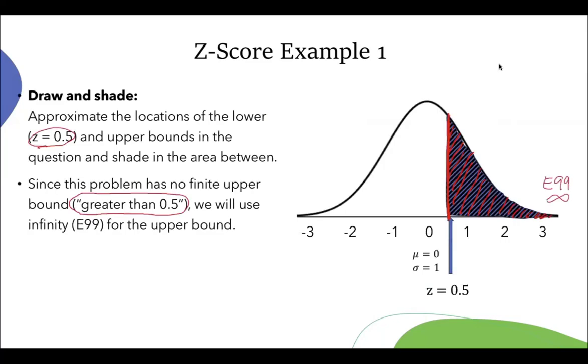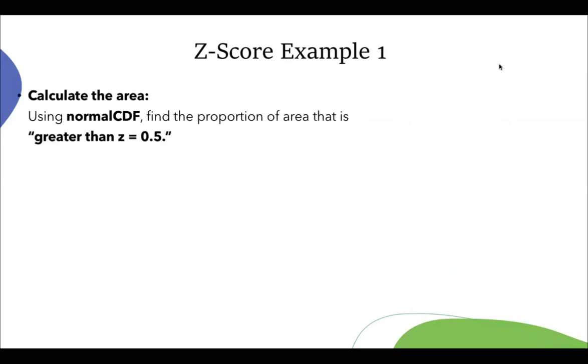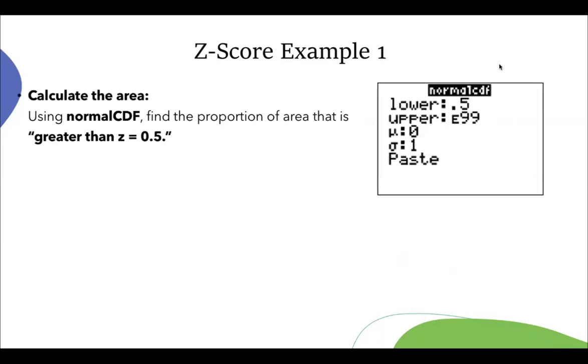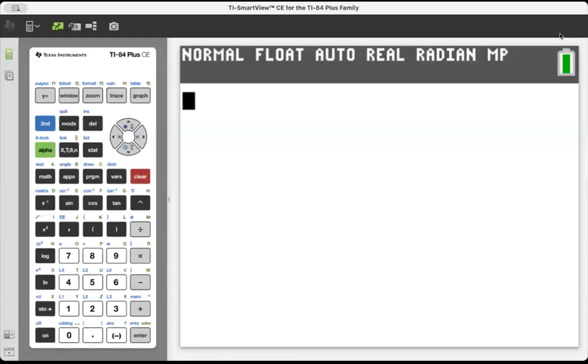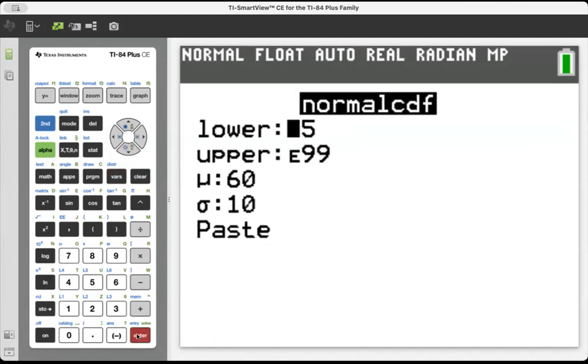We have our mean and standard deviation here. We have our lower bound and we have our upper bound. Okay, so let me take you to the calculator right now and we could do this together and then I'll come back to the slideshow. Okay, here we are. So let's go to normal CDF. We press second and then the DISTR, which is above the VARS key. We go down to number 2, normal CDF.